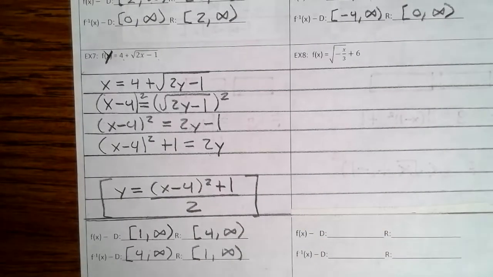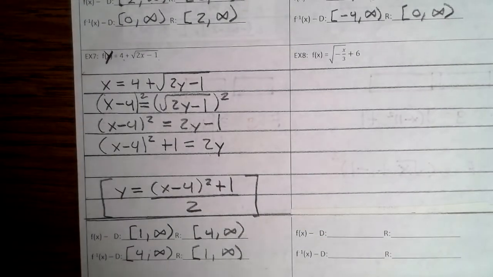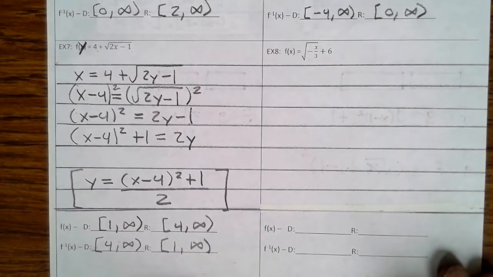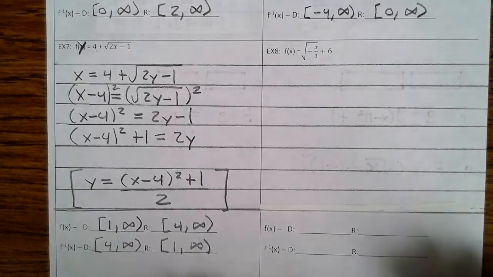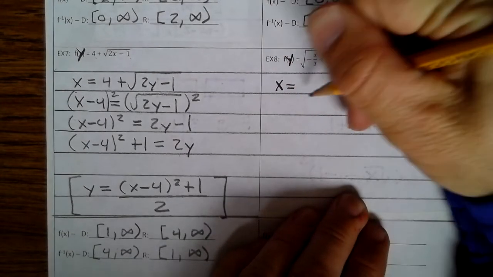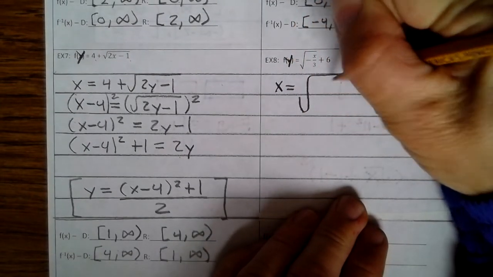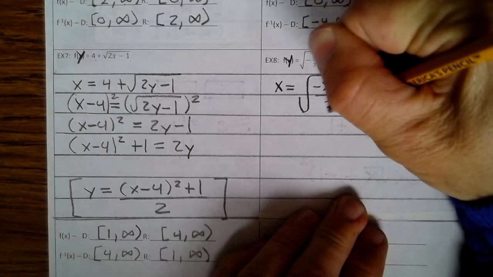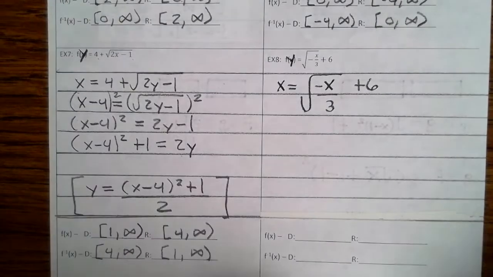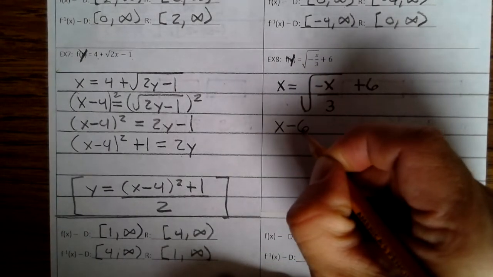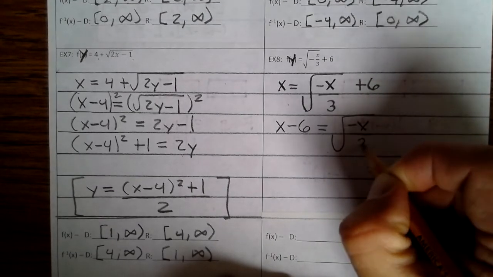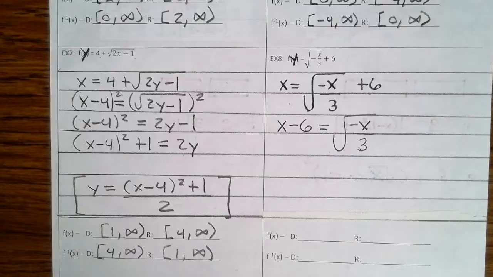All right, first things first, we're going to change f of x to y. And we're going to switch x and y. So x equals the square root of negative x divided by 3 plus 6. Okay, we're going to subtract 6 from both sides. So x minus 6 equals the square root of negative x divided by 3. We're going to square both sides. So you're left with x minus 6 squared equals negative x divided by 3.